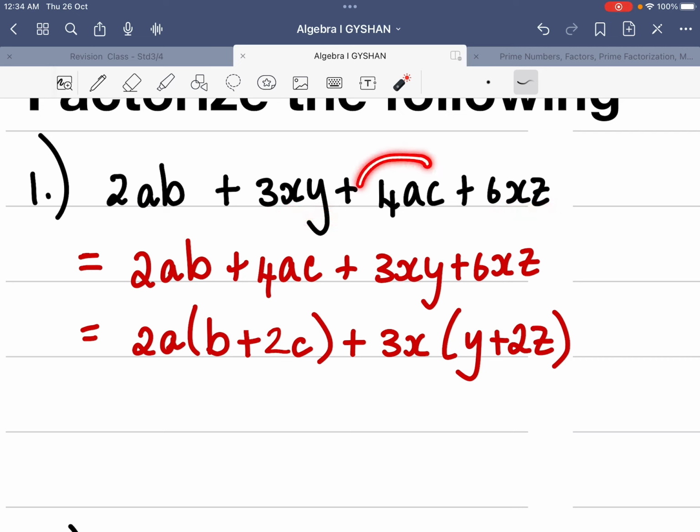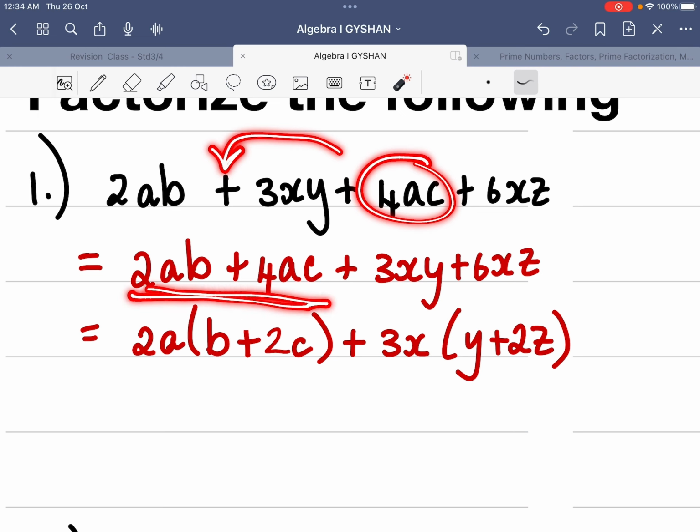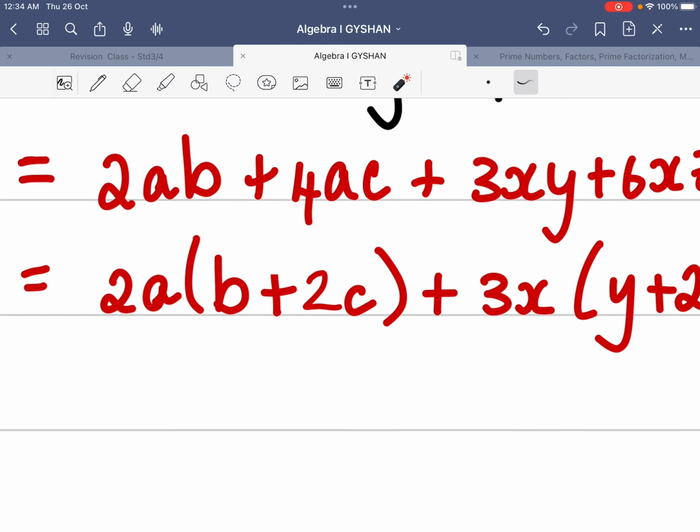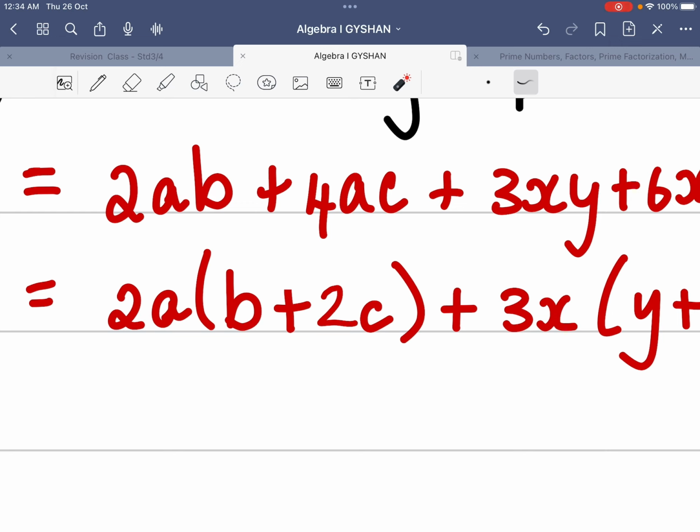So we are going to bring this across to here, so that we can group them. That's how we group them. And we bring these together. Then we can factorize. It's easier to factorize that way. So what can go into 2 and 4? 2. What can go into AB and AC? A. So your factor is 2A, and then we must get back this expression. 2A multiplied by B will give you this, and 2 multiplied by 2 will give you 4, and A multiplied by C will give you AC.